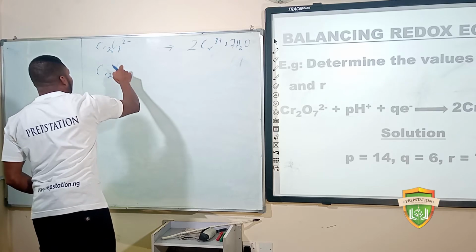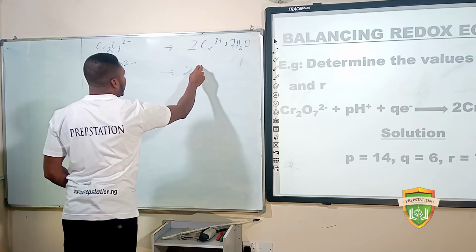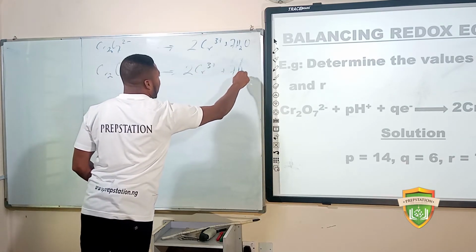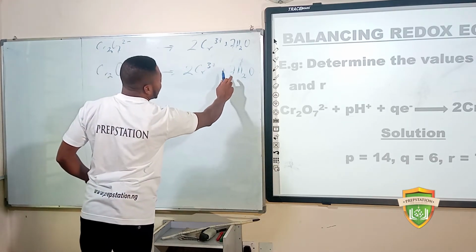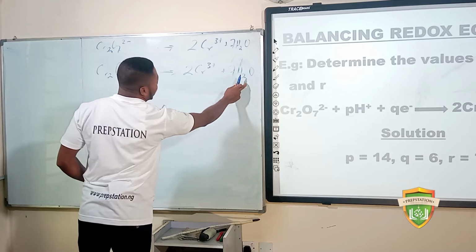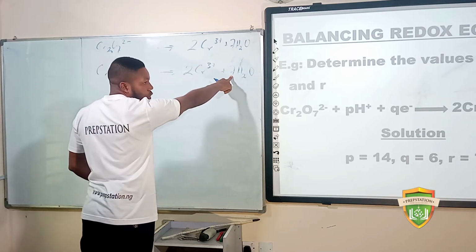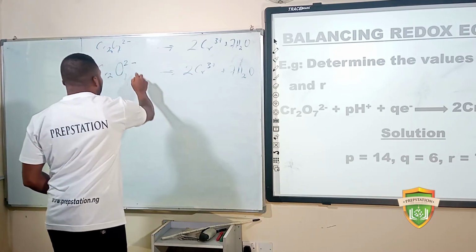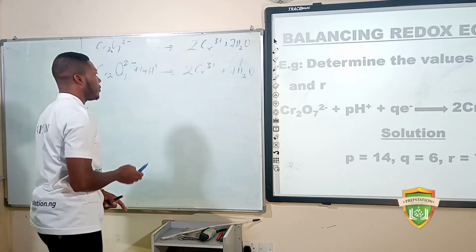2Cr2O7 arrow 2Cr3 plus 7H2O. Now, we have 7 times 2 atoms of hydrogen times the volume. So 7 times 2 is 14. So we introduce plus 14 hydrogen ions.